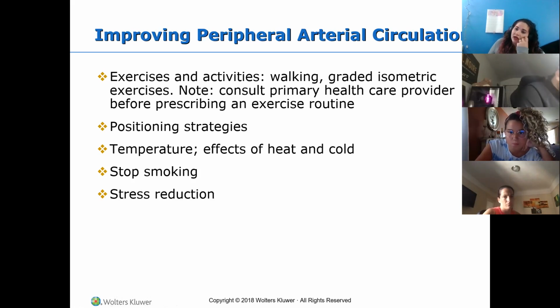Why do we stop smoking? What does smoking do? Vasoconstriction. Exactly. Pretty much always bad. What does the cold component do? The temperature, the cold. Same thing. It makes your nose runny. Yeah, exactly. Vasoconstriction, exactly.